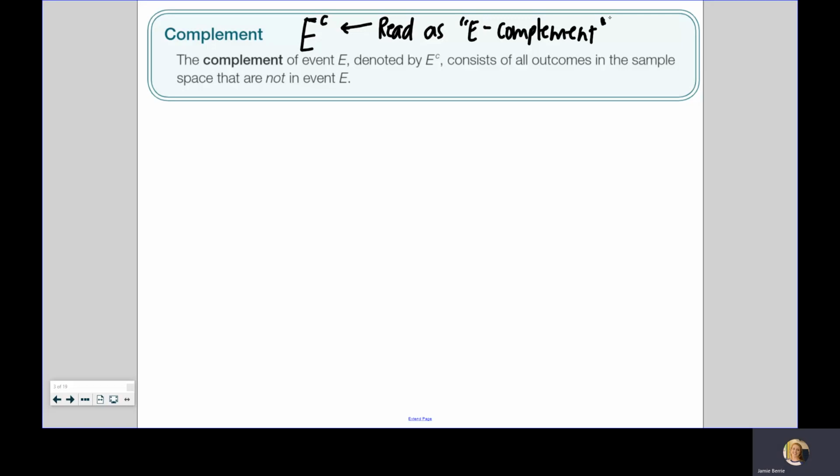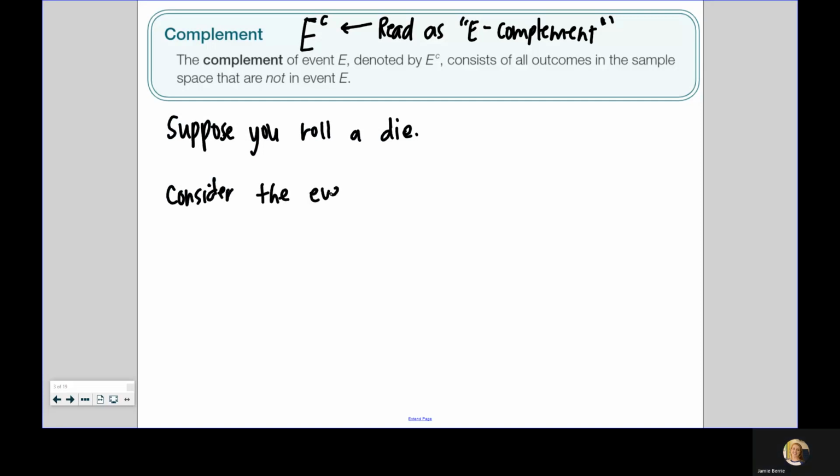You may remember this word from back when we talked about sets. All right, so I wanted to give you just a simple example of a complement. So let's consider, or suppose you roll a die. A standard die has 6 sides, and then we will consider the event E. I'm just going to call the event E here. Consider the event E of rolling an even number.